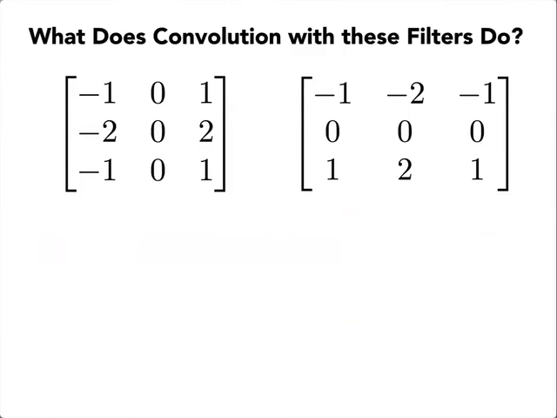What does convolution with these filters do? This is one that has -1, -2, -1 over here, and 1, 2, 1 over here. And then this one is just rotated. So -1, -2, -1 in this row, and 1, 2, 1 at the bottom over here. So what does this do? This is a little bit different than the previous example.